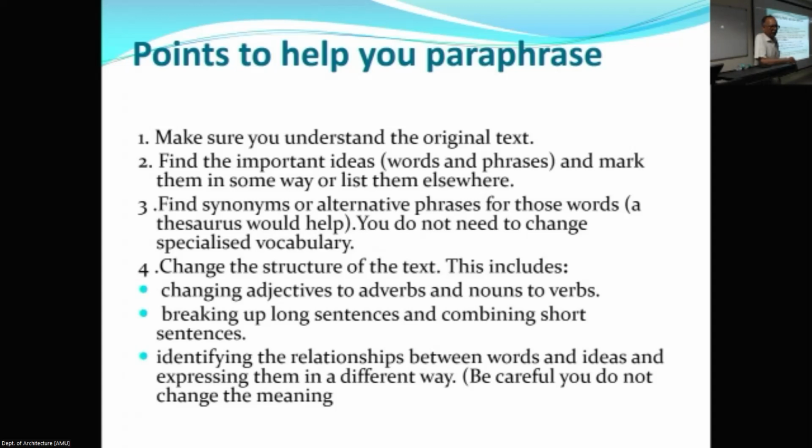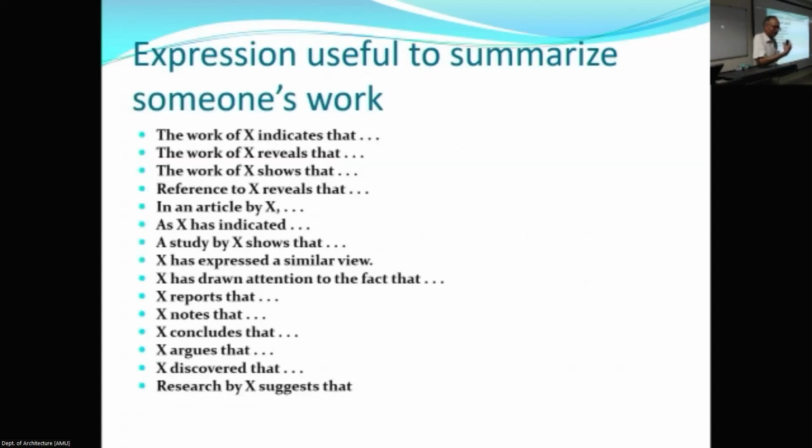Now, how do we carry out this? Although it's not my topic, I think my friend Professor Asim Siddiqui will take up report writing, so he will be taking up some of these parts. But for example, when we are reporting, words like indicates, reveals, shows; in this paper X has expressed, reports, notes, concludes, argues, discovered. I ask my students to write down these words.